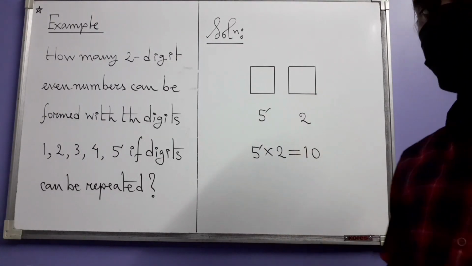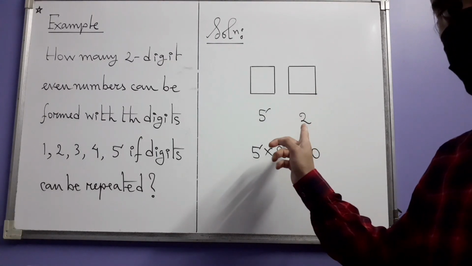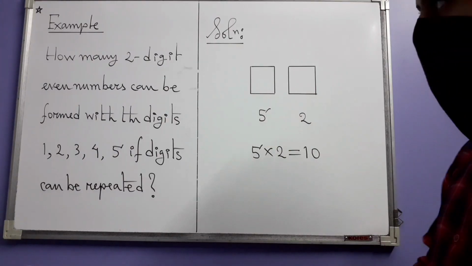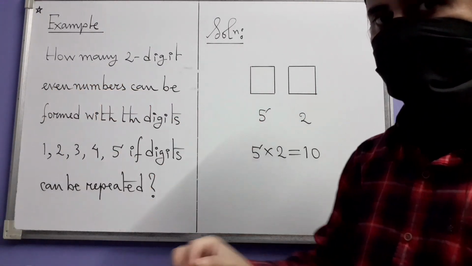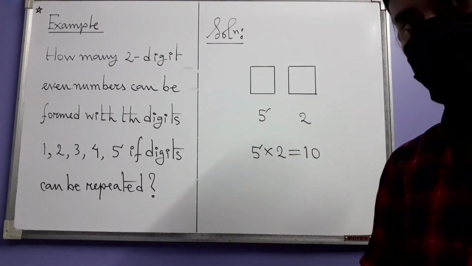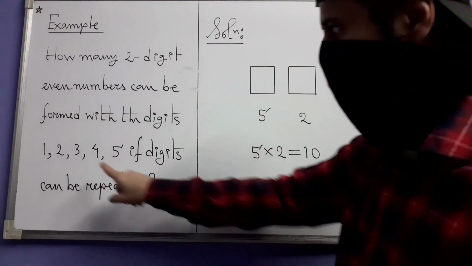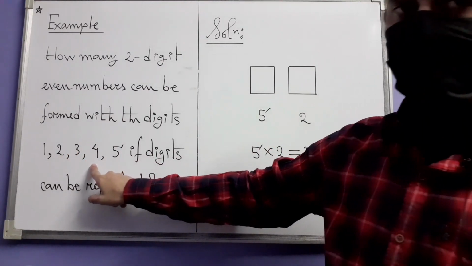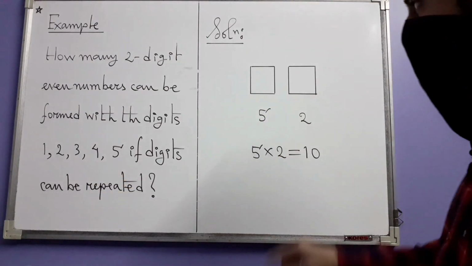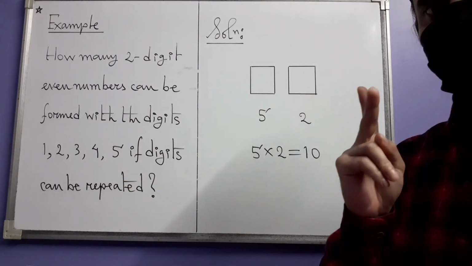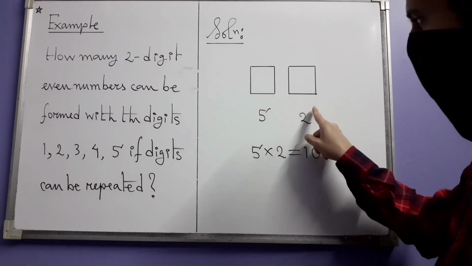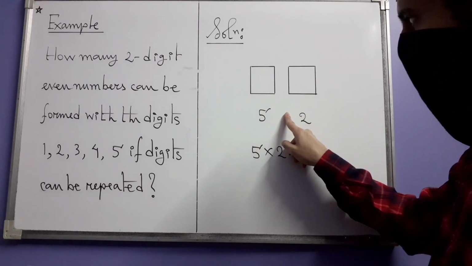A 2-digit number has 2 digits, the units place digit and the tens place digit. And it's also given that it needs to be even. So that means the units place digit itself has to be an even integer. We only have 2 even integers available to us, 2 and 4. So the units place will be either 2 or 4. So there are 2 possibilities for that. And that's why I have written 2 here.